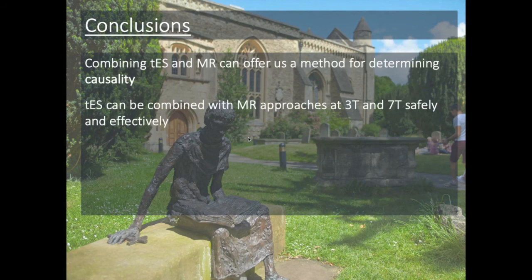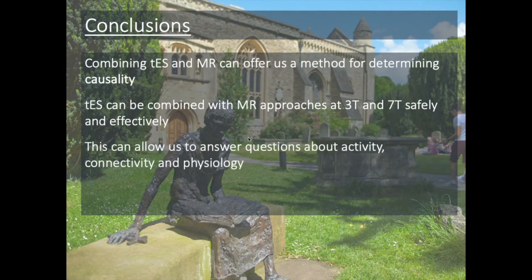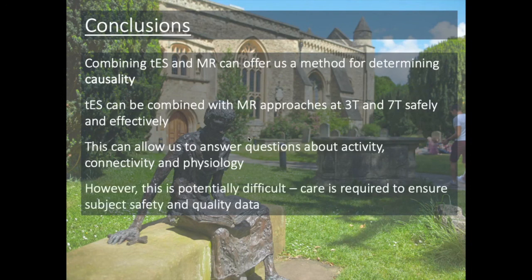Electrical stimulation can be combined with MR at 3T and 7T, and that's both direct current and alternating current. As long as you test it all, there is no reason to think that this is a problem. It can allow us to answer questions about neurophysiology, connectivity, and activity very specifically in very elegant studies, particularly in Helen's. It's just lovely. We couldn't answer these questions otherwise, but it is potentially tricky, and we need to be a little bit careful to ensure that the subjects are safe and that you get the data quality that you want.